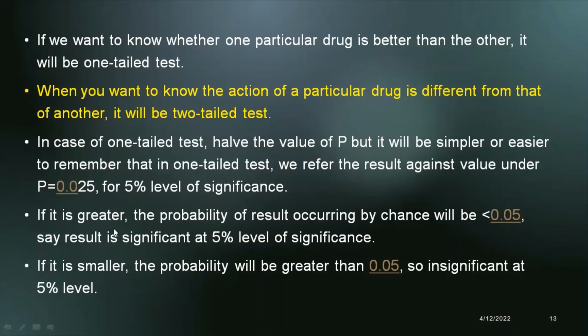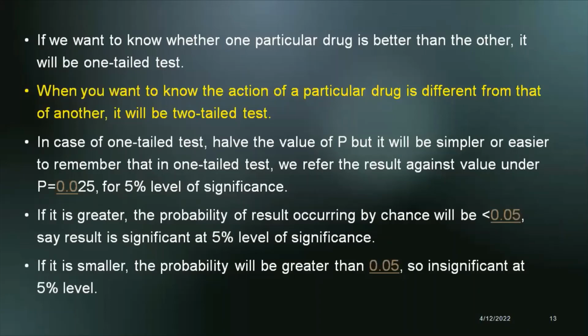This is one-tail. If it is greater, the probability of the result occurring by chance will be less than 0.05, and the result is significant at the 5% level of significance. If it is smaller, the probability will be greater than 0.05, so it is insignificant at the 5% level. Like this, we go for the Z test, one-tail and two-tail.